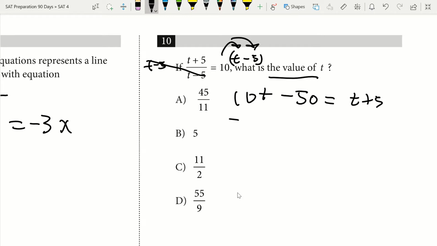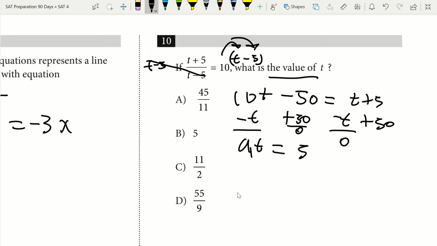At this point, get all my t's on one side. I can pick either way. I'll keep t positive. I always want to keep the coefficient in front of my variable I'm trying to solve for positive. So now we got 9t. That's going to equal, I add 50 to each side, 50 plus 5 is 55. Divide each side by 9 to isolate t. I get 55 over 9, which is answer choice D.